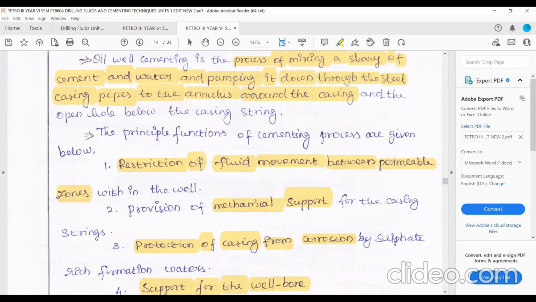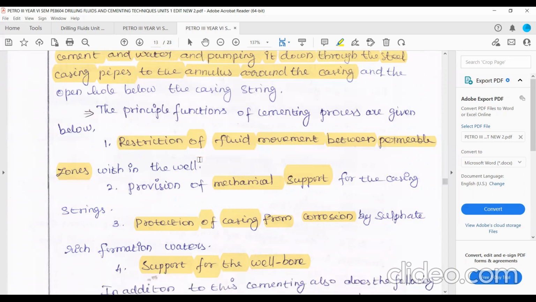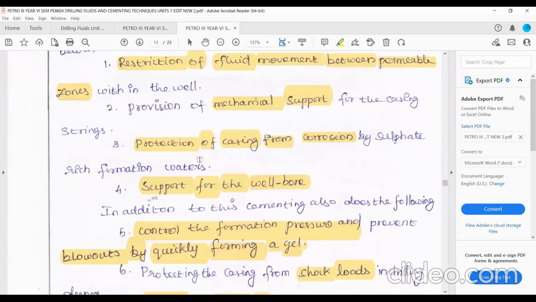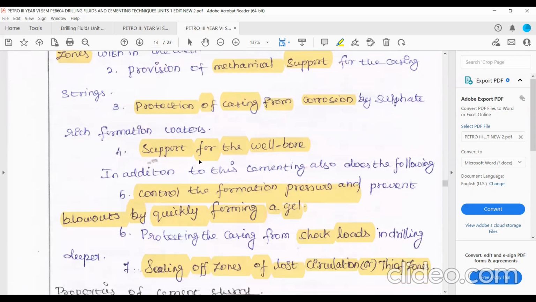So if all the fluids are being lost, then it creates a deep zone. That's the seventh point here: sealing of zones of lost circulation, or deep zones. You don't want the cementing fluid to run off into the porous formations, and we don't want to suffer financial loss. So we call that lost circulation or deep zones.